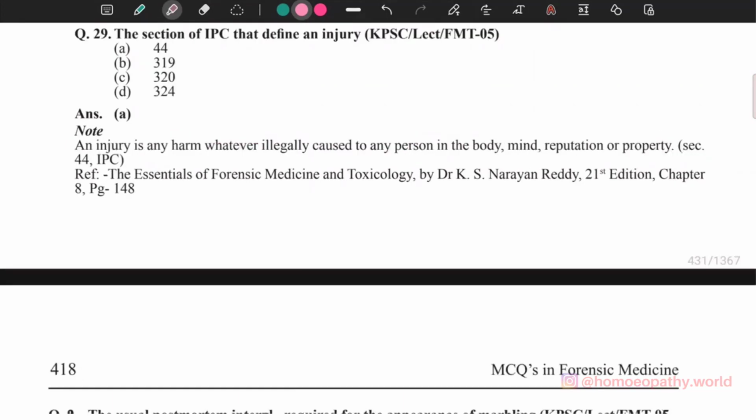Next question. The section of IPC that defines an injury. A. 44, B. 319, C. 320, and D. 324. So the answer is 44. That is A. An injury is any harm illegally caused to any person in body, mind, reputation, or property.